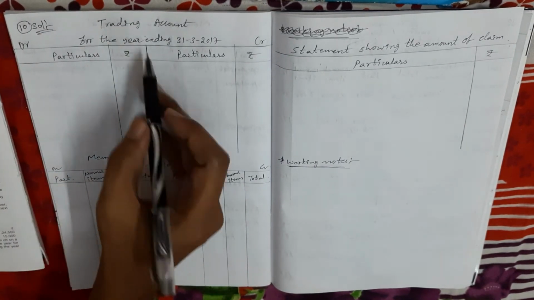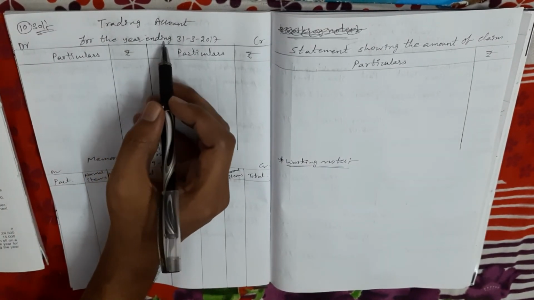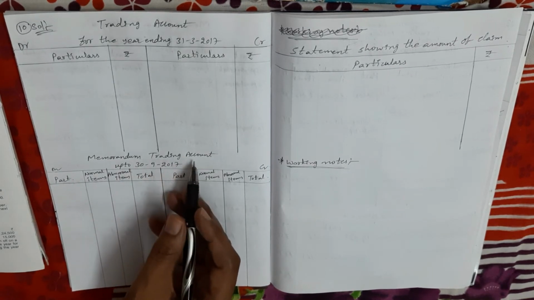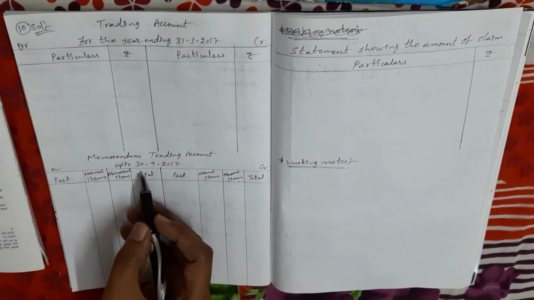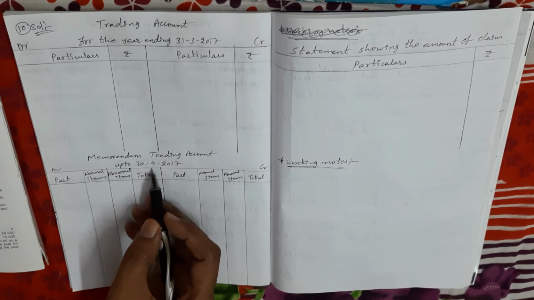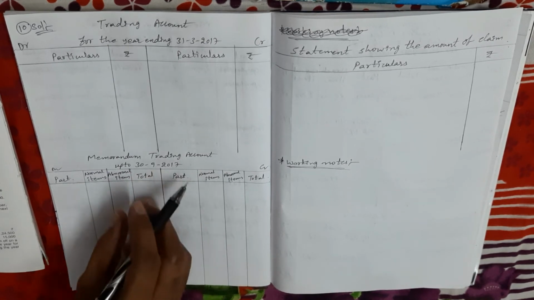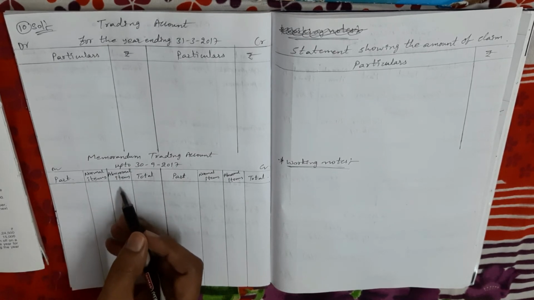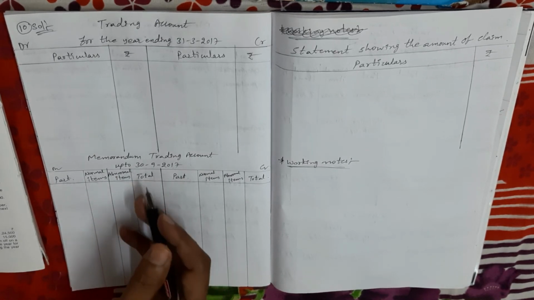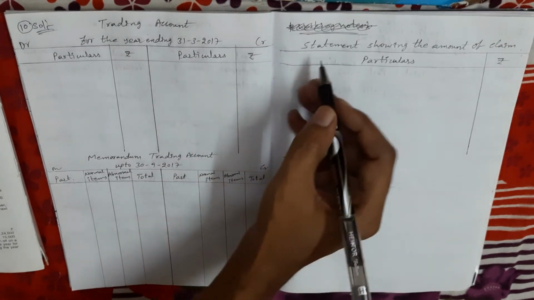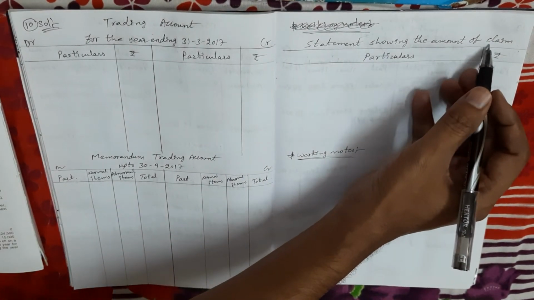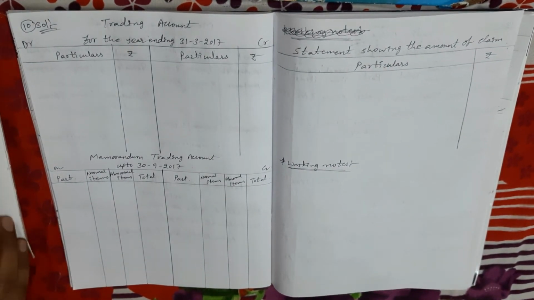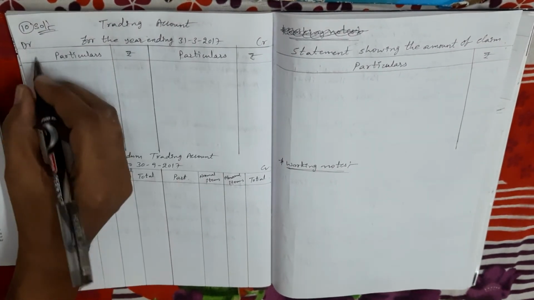So here I first prepared the trading account of last year, and also the current year's memorandum trading account up to the date of the fire accident, that is 30th September 2017. So here I prepared separate columns: normal items in a separate column, abnormal items in a separate column, and also the total column. Next, the statement showing the amount of claim. So first I'm taking the items in the trading account.